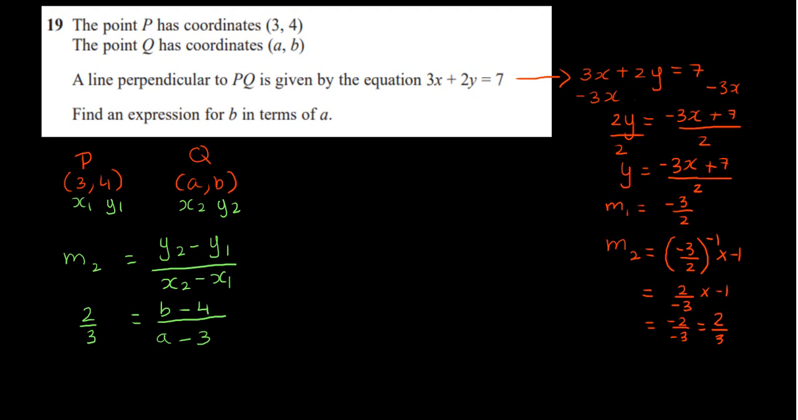Okay, at this point I'm going to cross multiply. So because I've got one fraction on the left and only one fraction on the right, I can cross multiply. So that'll be 2 times a minus 3 is equal to 3 times b minus 4. I'm going to carry it on over here.